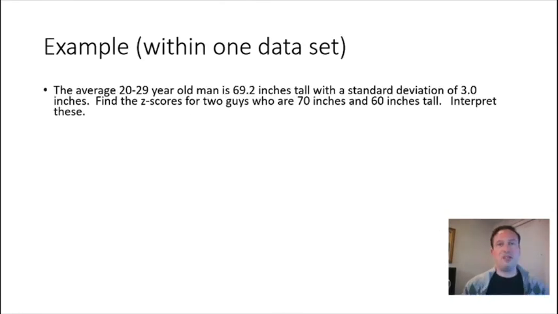Okay, now you have examples to do on your notes. So let's suppose that, and this is actually from your textbook, the average 20 to 29-year-old man is 69.2 inches tall with a standard deviation of 3 inches. Find the z-scores for two guys who are 70 inches and 60 inches tall. Interpret these z-scores as well.